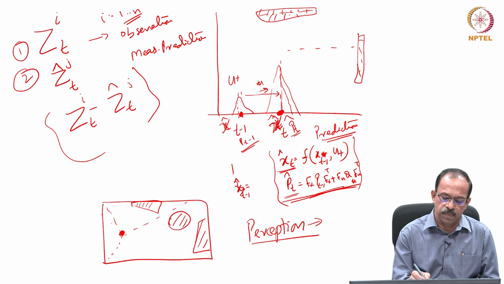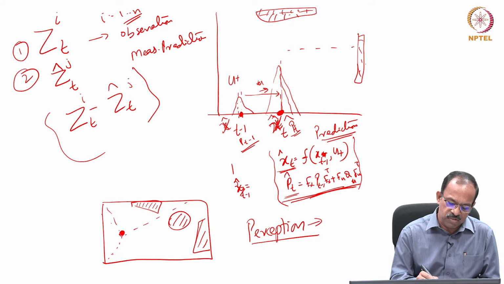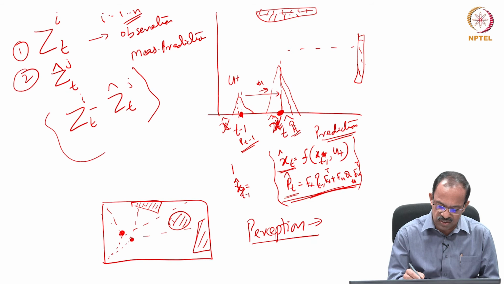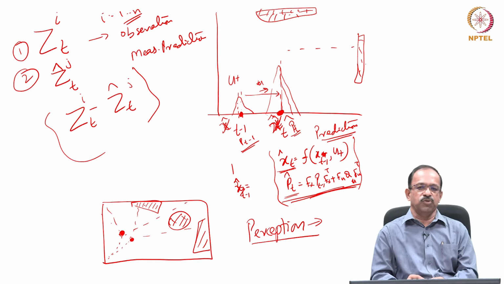But in reality, the robot may be somewhere here. We don't know. The robot has actually reached here instead of there. The predicted position is not correct. So the robot is actually here and it is able to see this many objects. So there is a difference between what the robot is seeing and what the robot is supposed to see from that location. So that is basically the difference between these two.